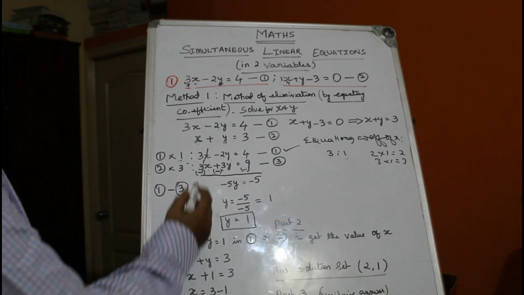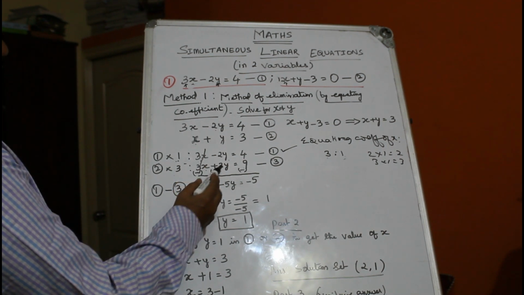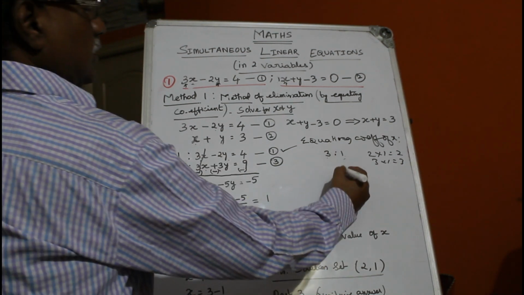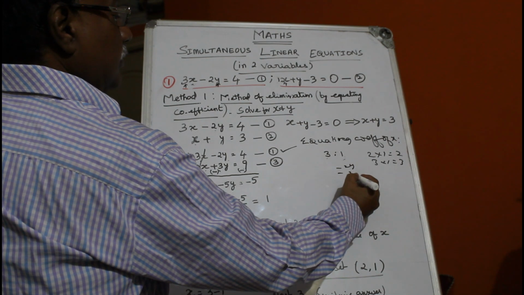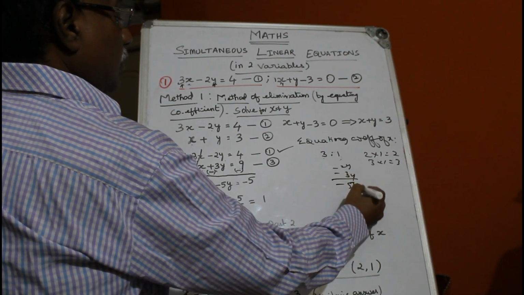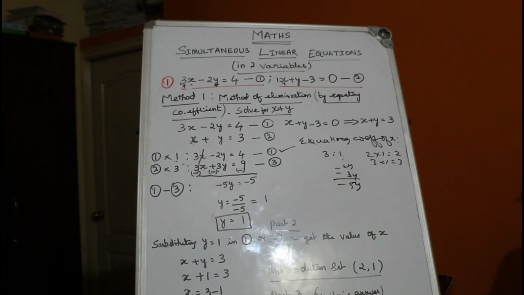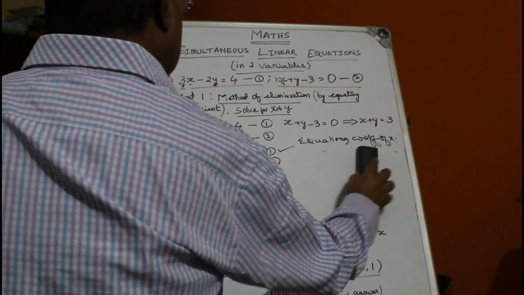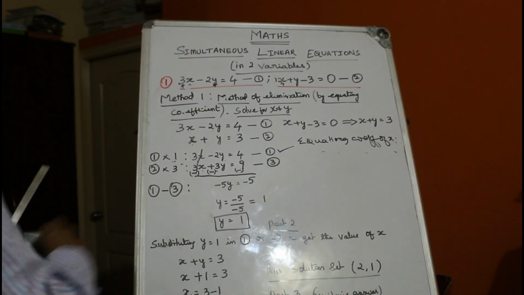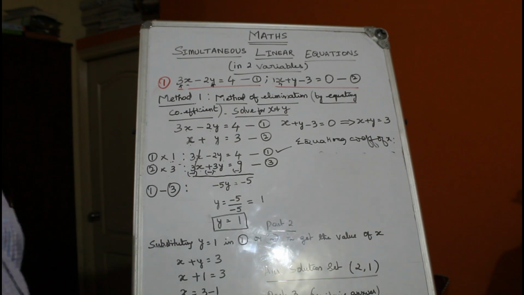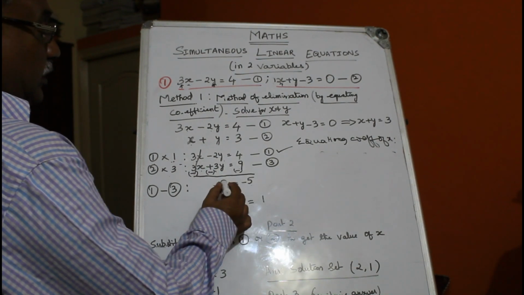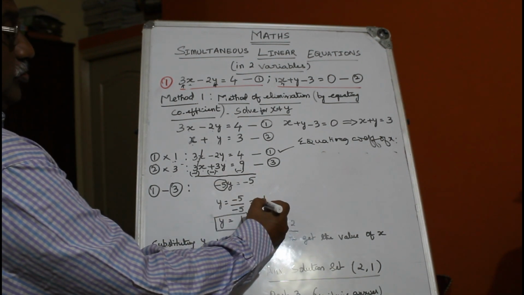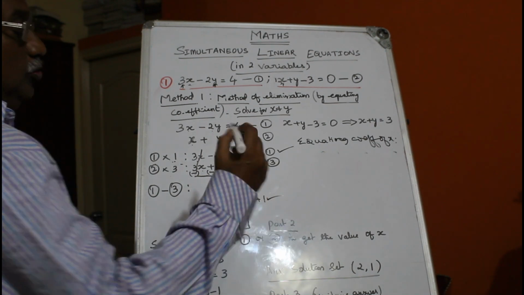Now y remains. It is minus 2y, now minus 3y, so minus 2y minus 3y gives you minus 5y. Similarly, 4 minus 9 is minus 5. Now y equal to, take this minus 5 to that side. So it becomes minus 5 by minus 5, which is equal to plus 1. So y equal to 1.